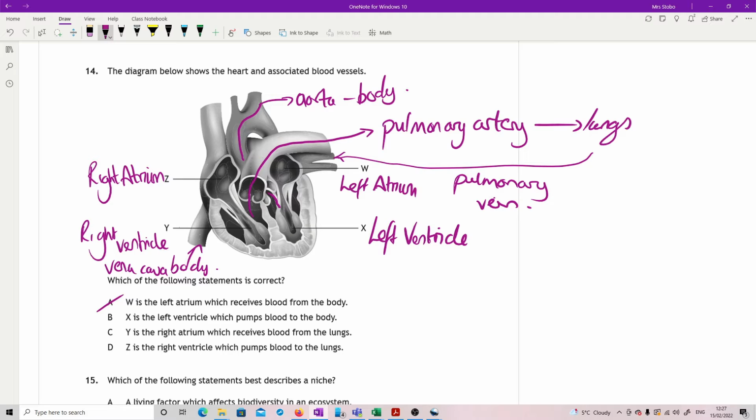Okay, so it's not A. X is the left ventricle, okay with that, which pumps blood to the body? Yes, totally agree with that one. Just check. Y is the right atrium, no, because it's the right ventricle. Z is the right ventricle, and no, that's the right atrium. Okay.